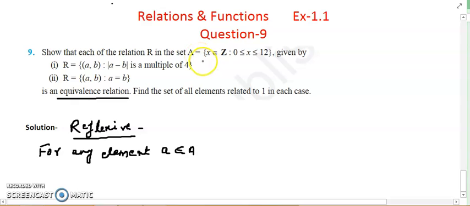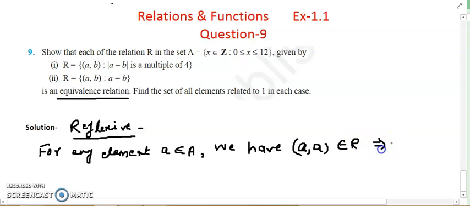All right. So we have (a, a) belongs to the relation. That implies the modulus of a minus a belongs to the relation. Suppose you take the ordered pairs like (1, 1), (2, 2), (3, 3), you can check. Like (1, 1), which is reflexive.